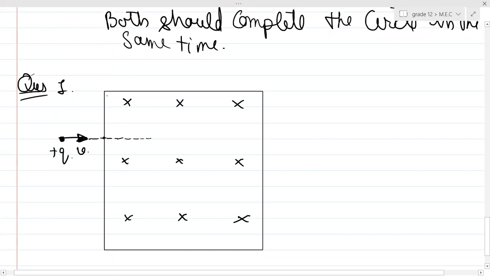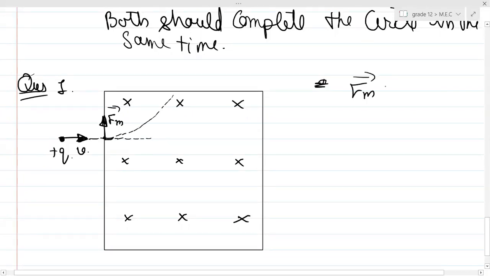What will be the direction of force? Direction of force will be upwards or downwards? Tell me. Upwards, right? So the direction of force will be upward. That implies this charged particle will try to rotate in that upward direction. So it will go like this, right? So how will we know what's going upward?